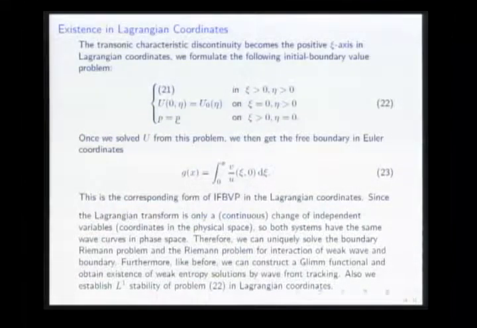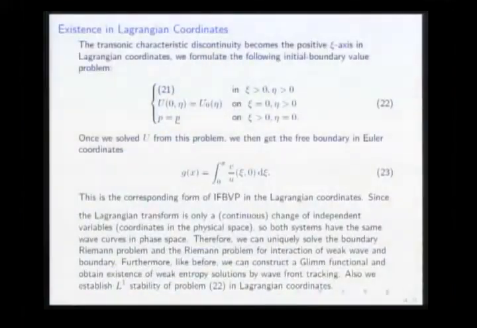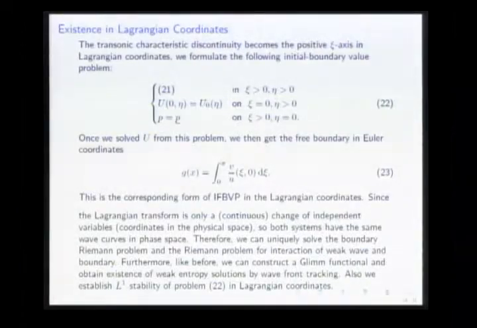Now we can formulate the following initial boundary value problem. Here, the important thing to note is that we still have this important pressure condition above and below the transonic discontinuity, which becomes a fixed boundary now. It's a fixed characteristic in the Euler-Lagrange coordinate. Once we can solve for u, we can go back and obtain the free boundary in the following way. So this is the corresponding form of the initial boundary value problem in the Lagrange coordinate. Since the Lagrange coordinate is a continuous change of independent variable, both systems have the same wave curves, so we can solve all the Riemann problems, construct the Glimm functional, and obtain a global weak solution to the following initial boundary value problem.